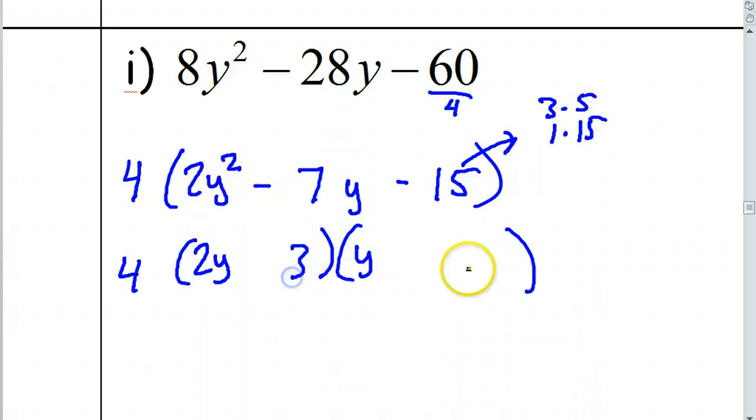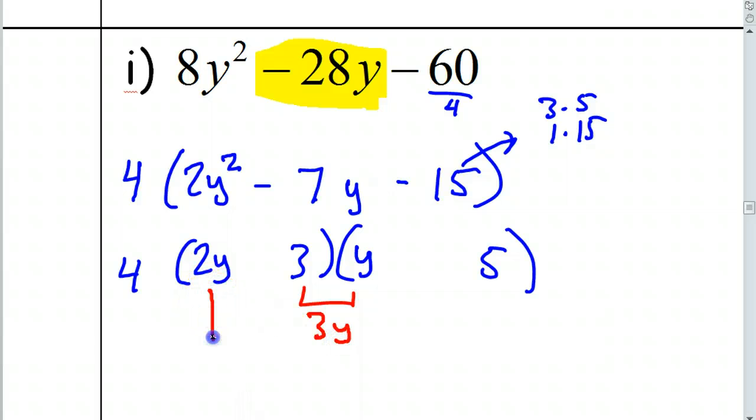Let's try 3 times 5 first. Now remember, inner plus outer equals middle. So we're shooting for the middle. All right, now inner, I have 3y. Outer I have 10y.